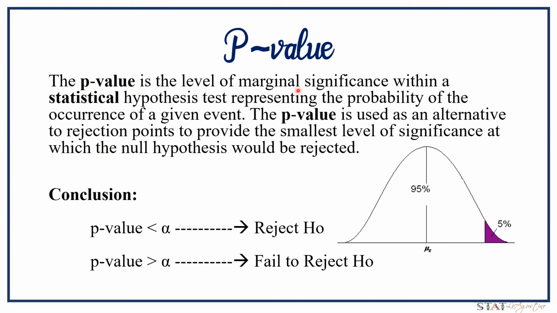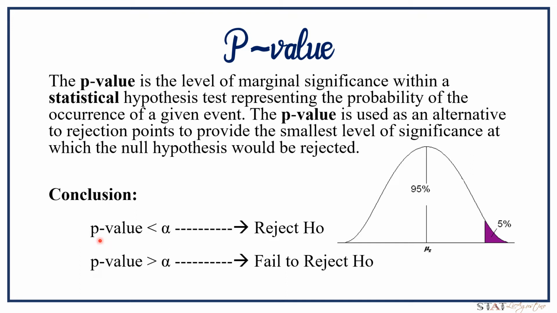The p-value is the level of marginal significance within a statistical hypothesis test representing the probability of the occurrence of a given event. So the p-value is used as an alternative to rejection points to provide the smallest level of significance at which the null hypothesis would be rejected. So for example, this is our distribution. So here you can see the 5%.